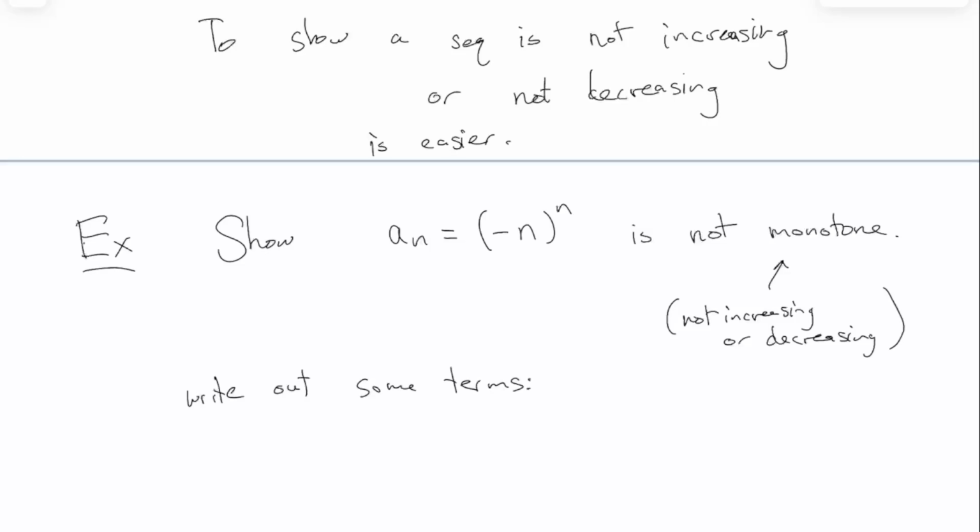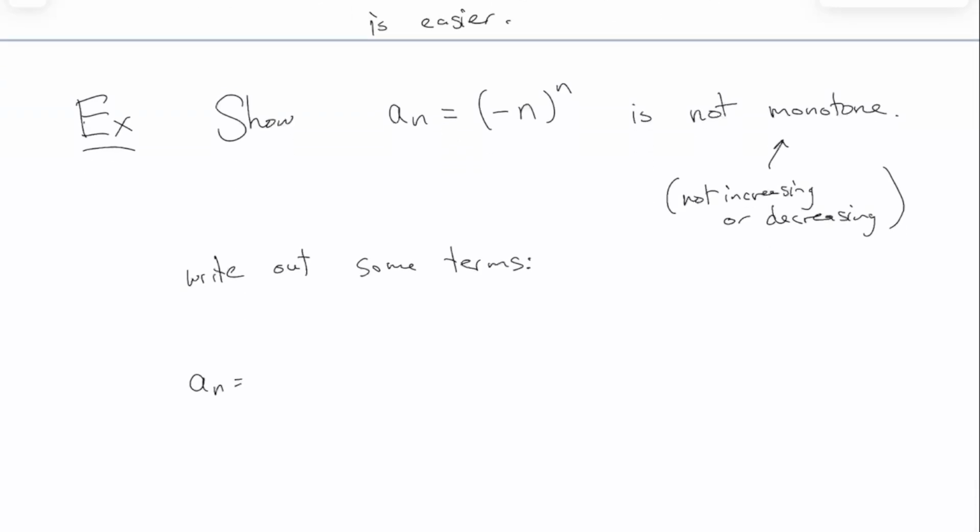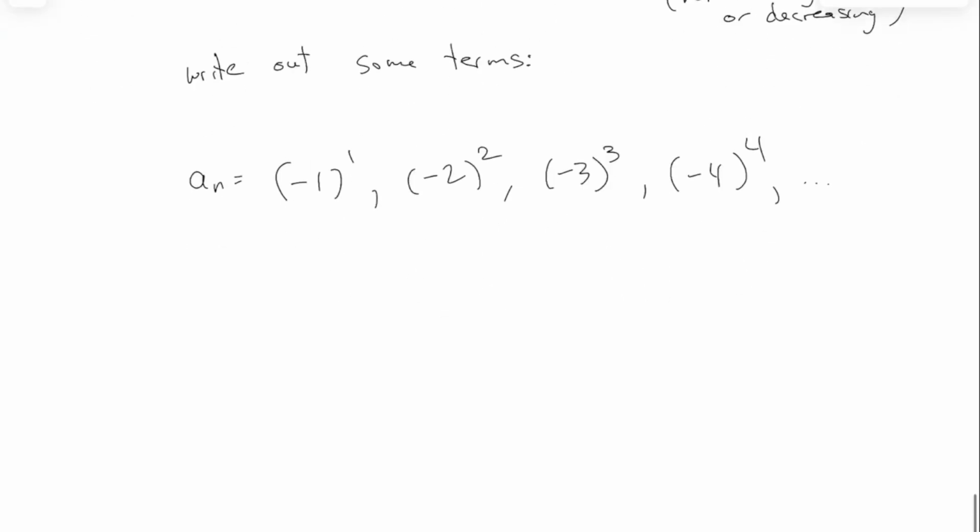And I might as well just start with n equals 1, right? So here, a_n equals the first term, minus 1 to the 1, minus 2 to the 2, minus 3 to the 3, minus 4 to the 4, etc. And if I were to calculate those out, this is negative 1. This is 4, because negative 2 squared is 4. Negative 3 cubed is negative 27. Negative 4 to the 4, I believe 4 to the 4 is 64. So this would be positive 64, etc. All right?